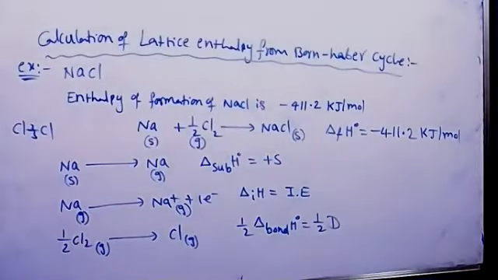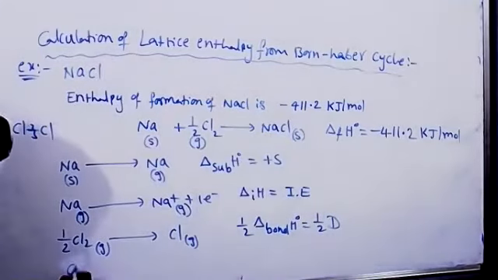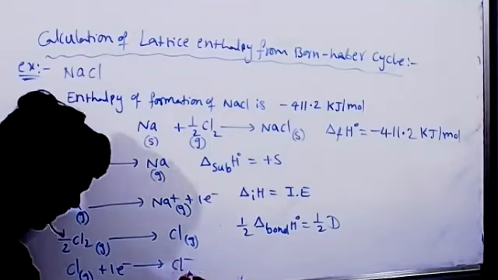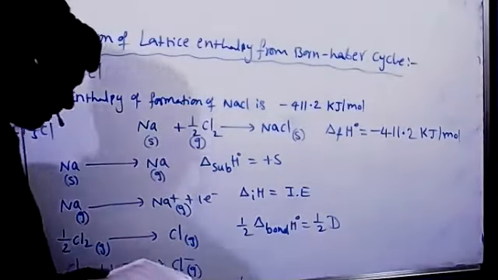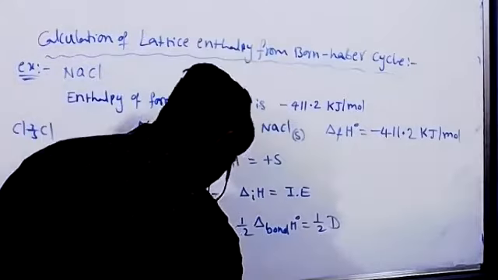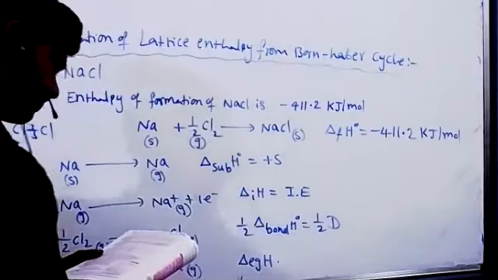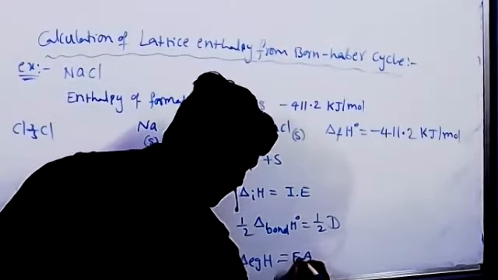Now, to form NaCl, chlorine has to gain an electron. A gaseous chlorine atom gains one electron and forms Cl minus. This is electron gain enthalpy, or we can also call it electron affinity, delta EgH. Simply, we denote it with E, electron affinity.